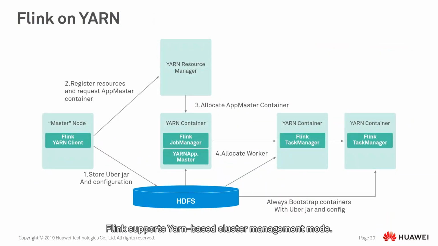Flink supports the YARN-based cluster management mode. In this mode, Flink serves as an application of YARN and runs on YARN. This figure shows how Flink interacts with YARN. The Flink YARN client first checks whether the requested resources for starting the YARN cluster are available. If yes, the client uploads the jar package and configuration file to the Hadoop Distributed File System. Then, the Flink YARN client communicates with the YARN ResourceManager to request a container for starting the ApplicationMaster.